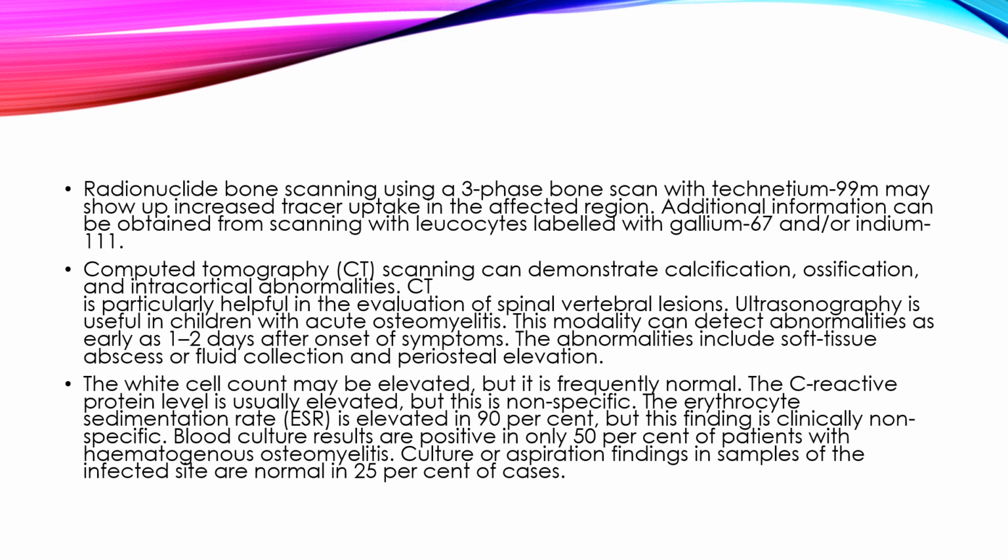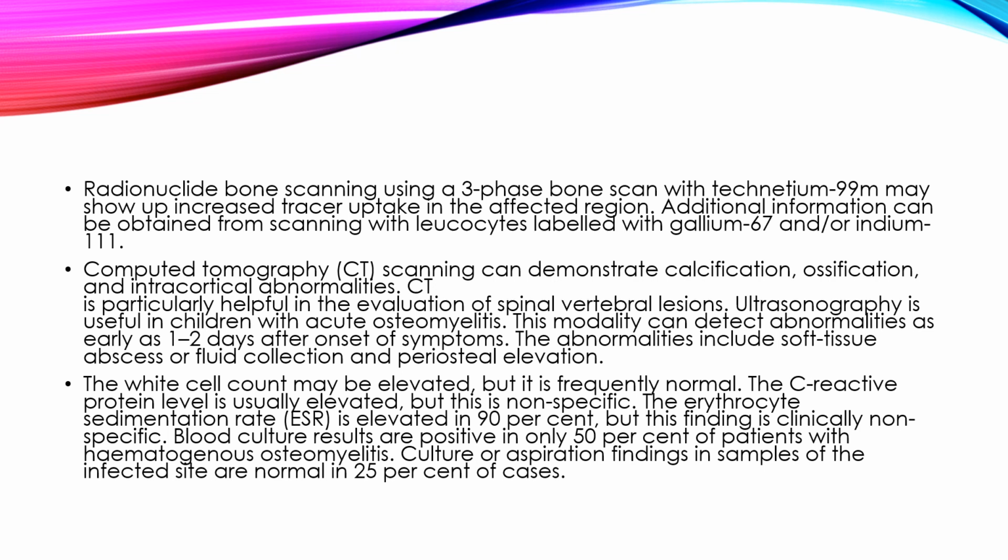Ultrasonography is useful in children with acute osteomyelitis. This modality can detect abnormalities as early as 1 to 2 days after the onset of symptoms. The abnormalities include soft tissue abscess or fluid collection and periosteal elevation. The white cell count may be elevated, but it is frequently normal. The C-reactive protein is usually elevated, but this is not specific. The ESR is elevated in 90%, but this finding is clinically also non-specific.